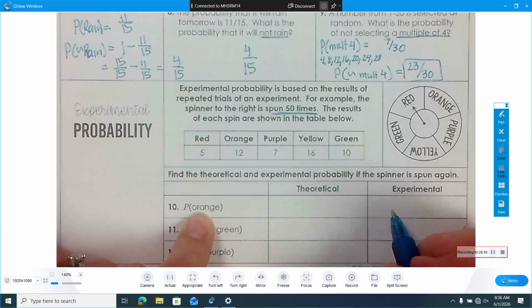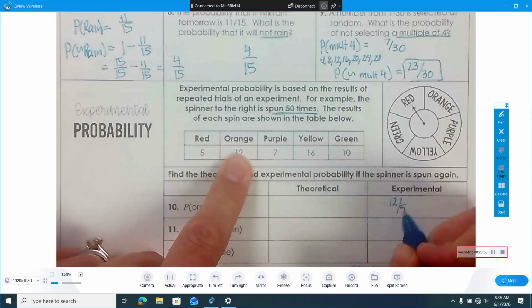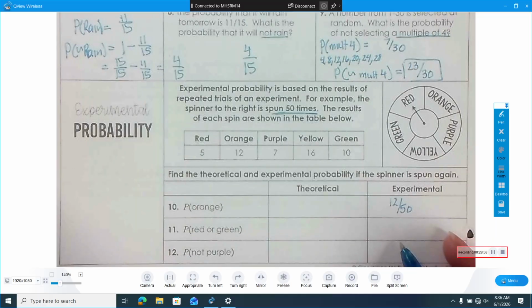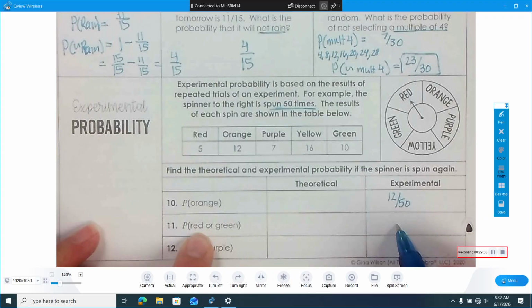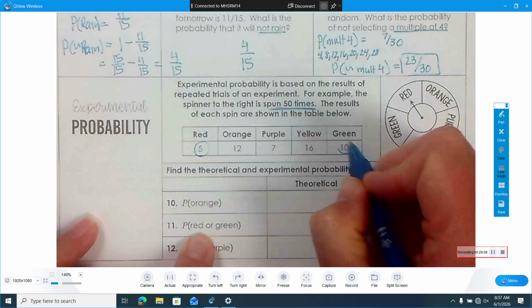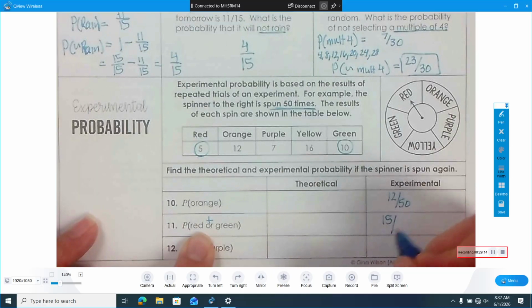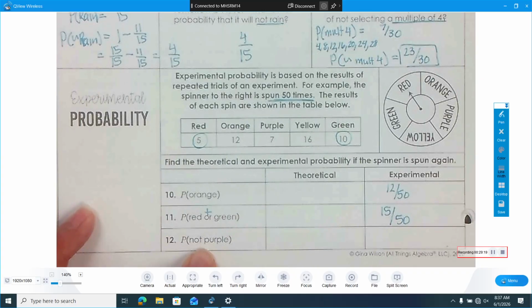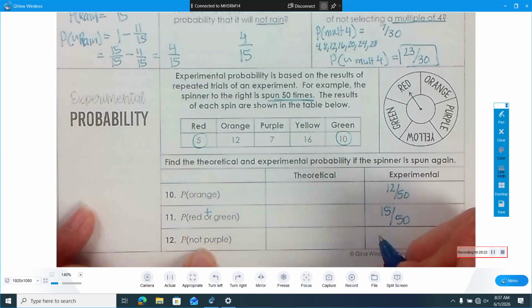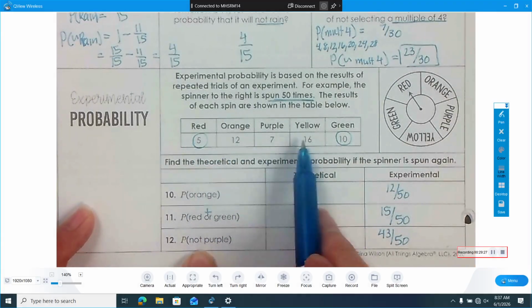So what's the probability of getting an orange experimentally? Yeah, 12 out of 50. What's the probability of getting red or green experimentally? Yeah, how'd you get 15? Well, red is 5, green is 10. Yeah, we just add them together, so 5 plus 10 would be 15 out of 50 trials. And what's the probability it was not purple? 43 out of 50. How'd you get 43? Adding all up, everything but purple. 5 plus 12 plus 16 plus 10.